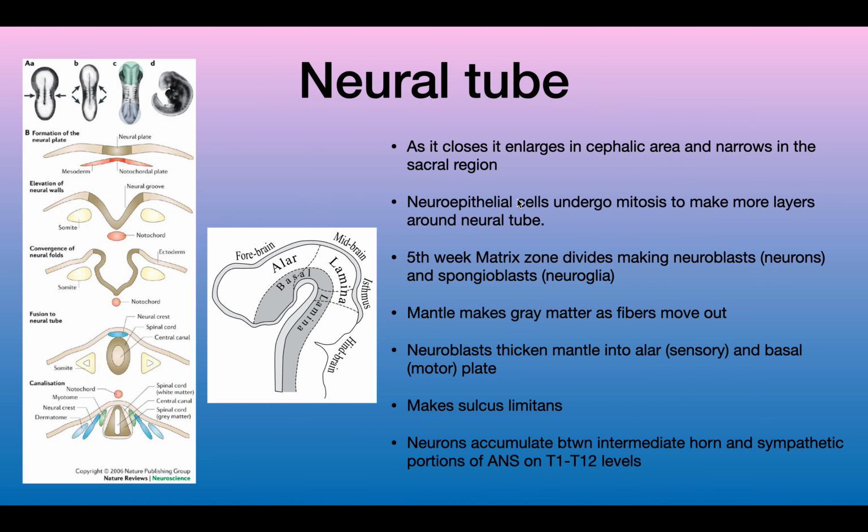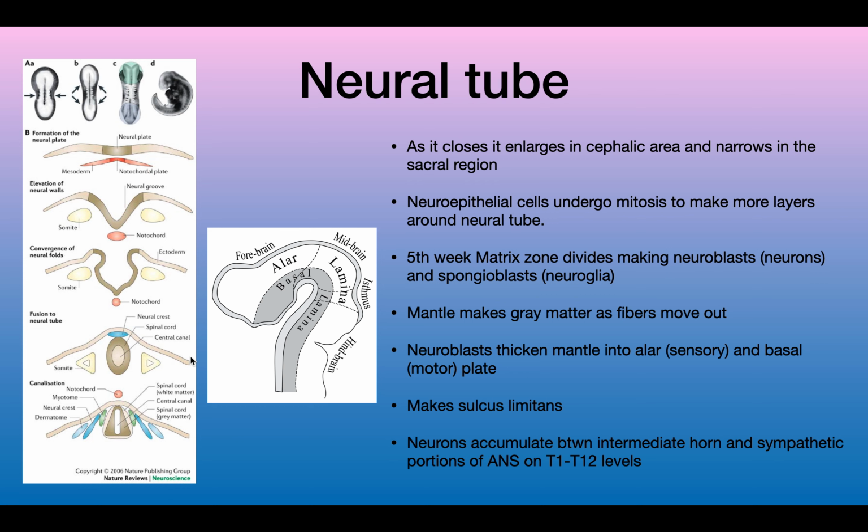So the tube will close on day 18. And then there, the neuroepithelial cells will undergo mitosis, and that makes the layers. So it closes, makes the layers. And then by the 5th week, the matrix zone is going to divide, making the neuroblasts, which will form the neurons, and the spongioblasts, which make the neuroglia. And the mantle layer will make the gray matter as the fibers will move out.